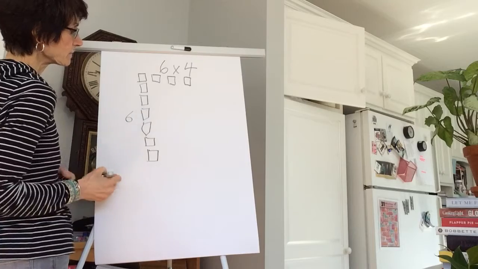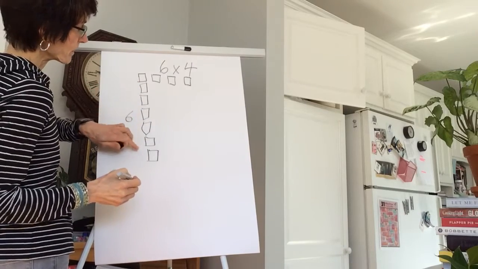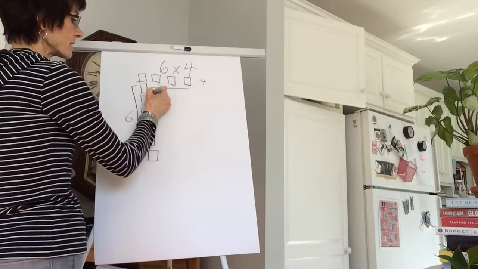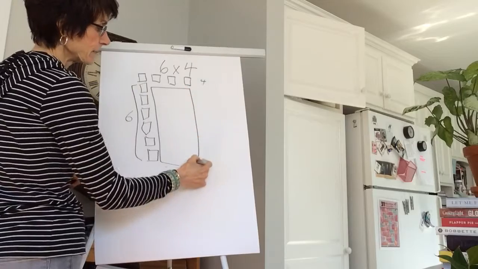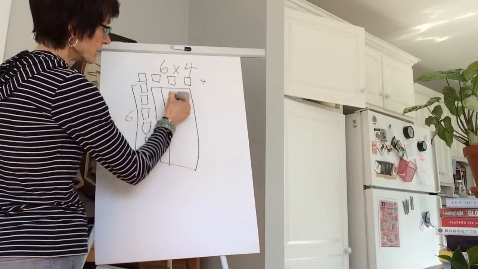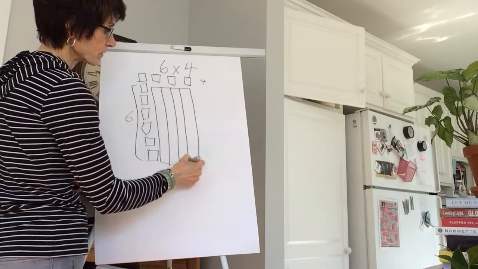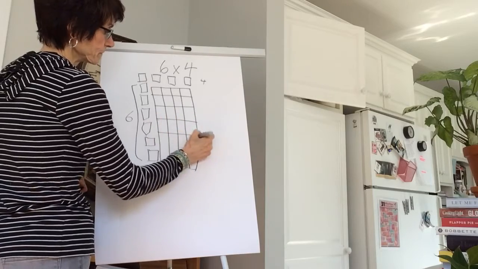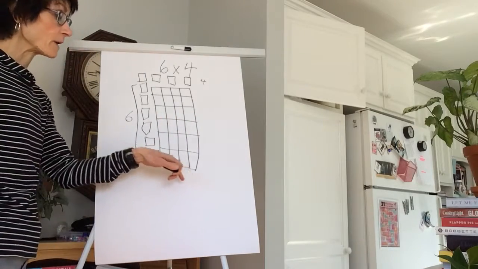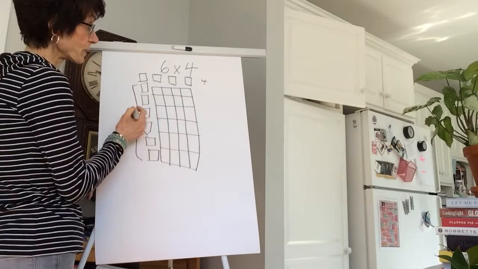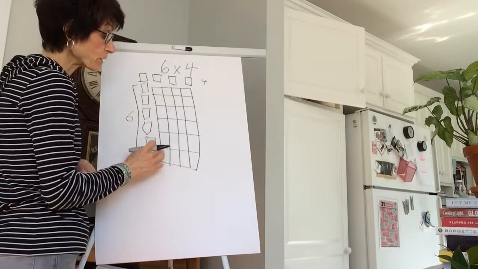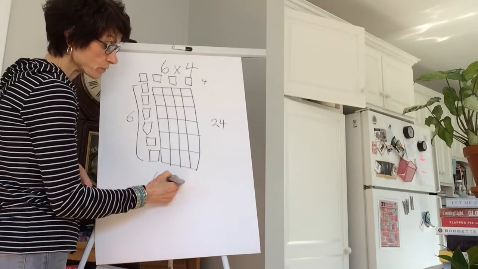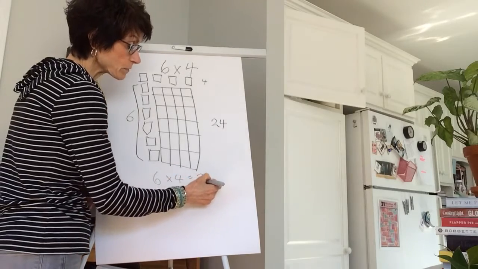So we have 6 here: 1, 2, 3, 4, 5, 6. So here's our 6, and then we have 4 across the top. All right, and we can make that into a rectangle. Here's our 4, and then our 6. So we have 6 by 4, and we could count them up, or we could do the multiplication, 6 times 4. But when we were first learning, we would have counted them up, and we would have seen that there were 24. And then we would have learned from that 6 times 4 equals 24.